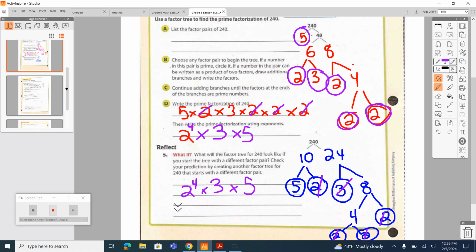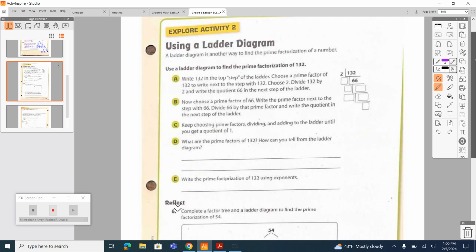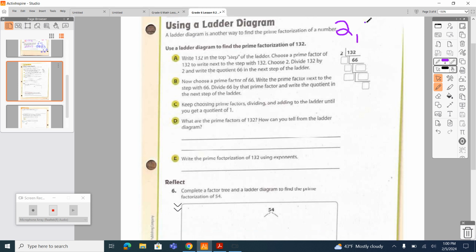So this is how you do a factor tree. You can also use a ladder diagram. And the trick with the ladder diagram is you want to specifically divide by prime numbers. And this is why I tell students, start with 2, use 3, and use 5. Okay? So if I look at how they started this, 132 divided by 2, and they got to 66.